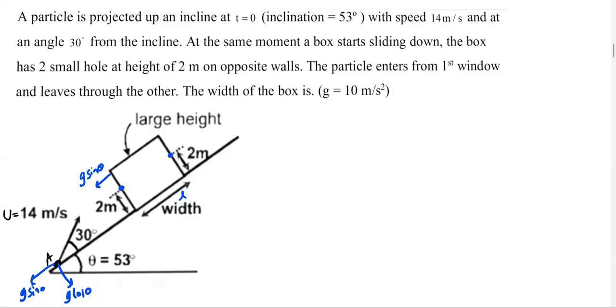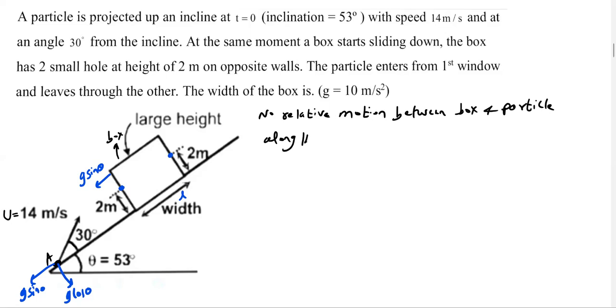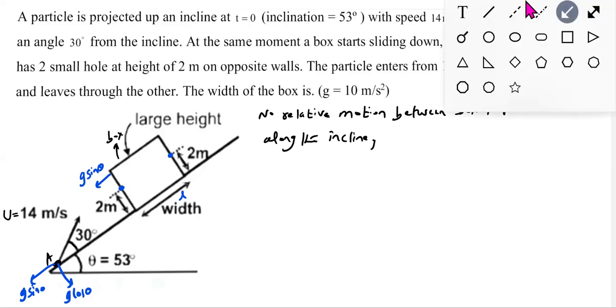So where is the box? This itself is the box. First conclusion: no relative motion between box and particle along the incline. So we will make a simplified approach.